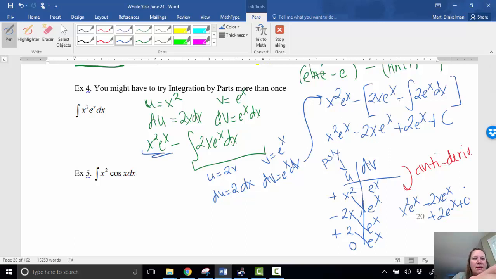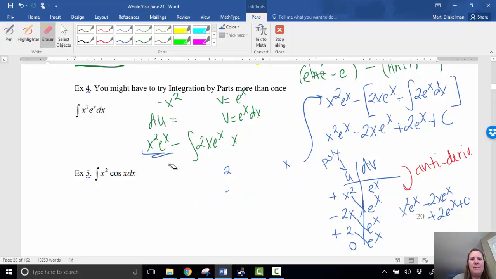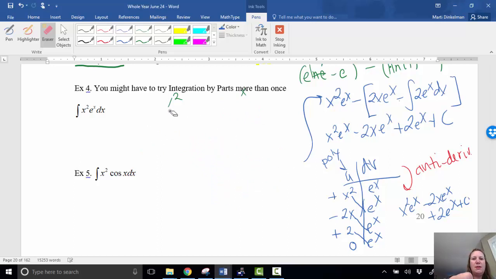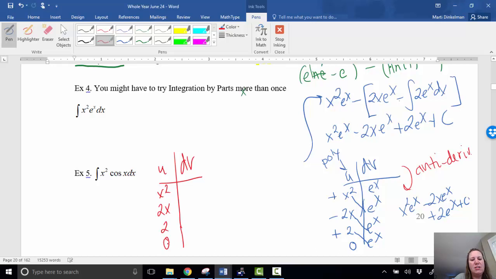So let me erase and give myself some space here, and we'll do example 5. Let's just use the table. Okay, so remember when you're doing the table, u and dv in there. So x squared, 2x, to 0. Remember, we have to have just a polynomial here, so we have to know where to stop at the 0. Cosine. We're taking the antiderivative here.